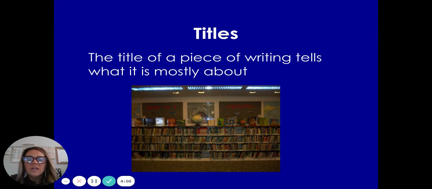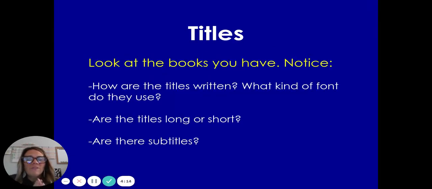If you had a book, the title of the story would probably be on the front. If you had an article, the title would be at the top of the article. Notice how the titles are written. What kind of font do they use? A font is the different ways you can type, the way the letters are formed. Are the titles long or are the titles short?